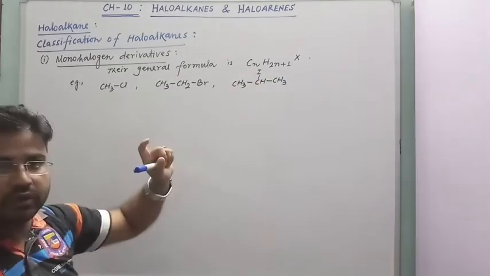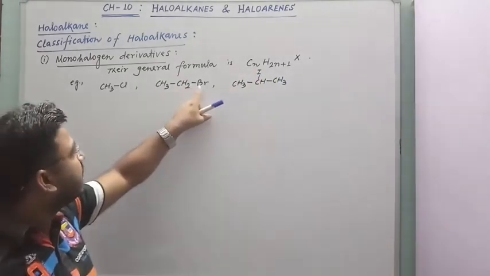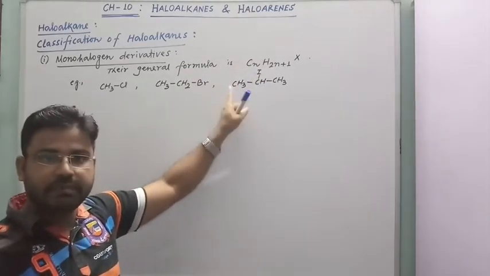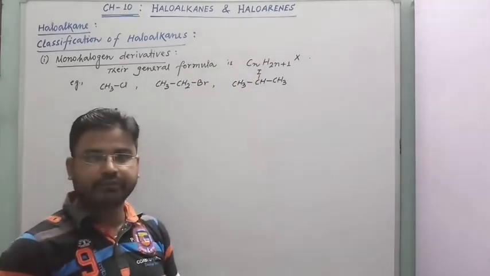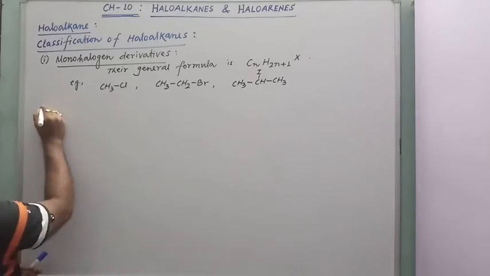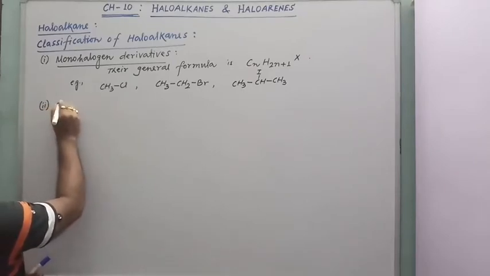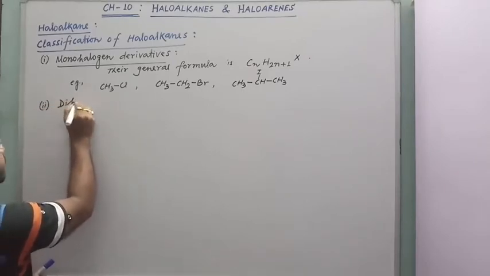So these are monohalogen derivatives. Here only one hydrogen atom is replaced by one halogen atom. Second type, dihalogen derivatives.